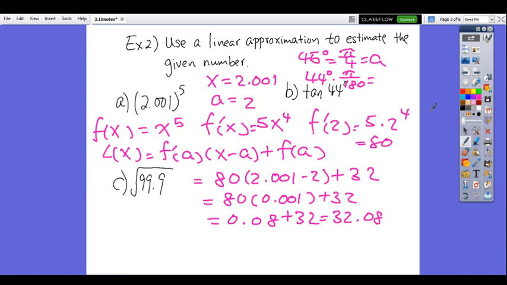Well, let me just get some more space right here. Okay, maybe I should do it on a new slide instead of erasing it.